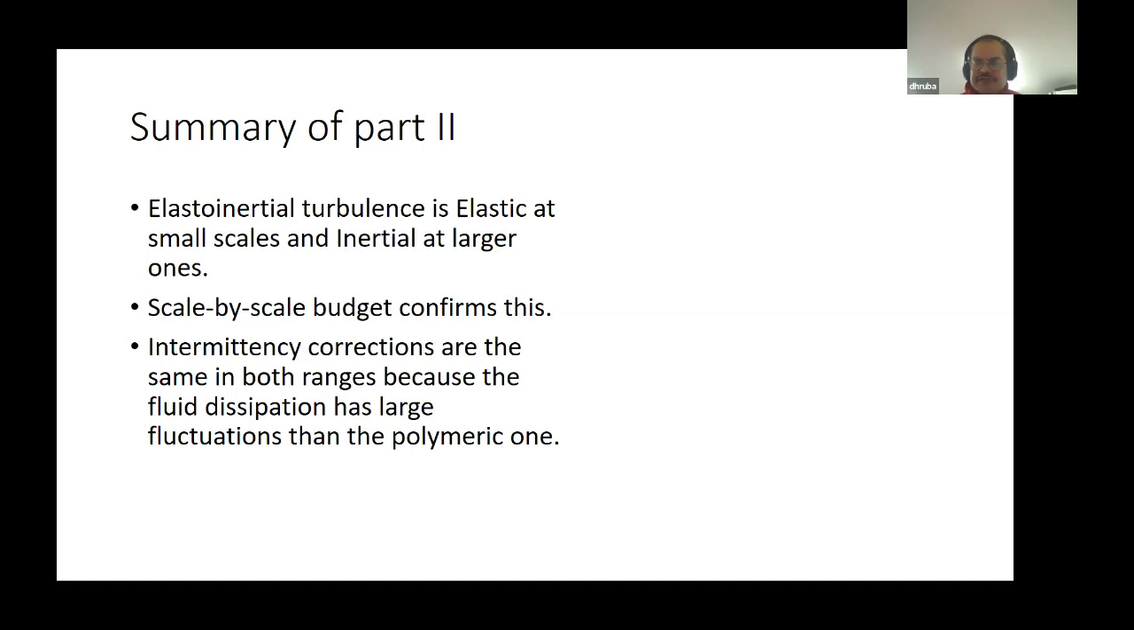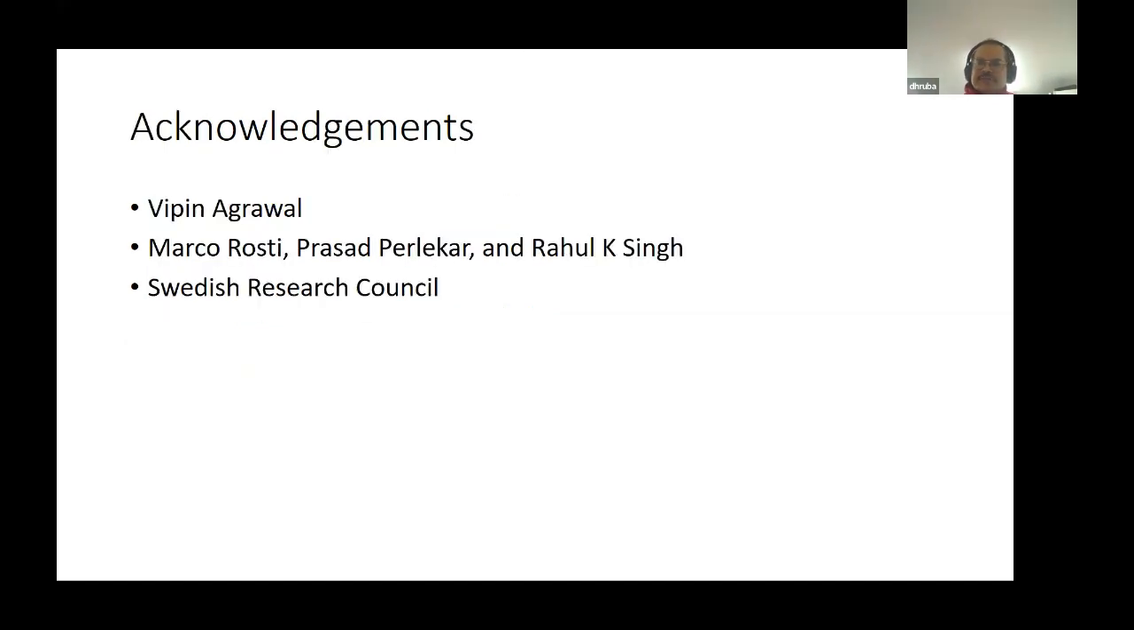So that's the summary of part 2. The first part of the work has been done with my student Vipin Agarwal, who just graduated in December. The second part is a collaboration between myself and Marco Rosti, who is at IISc in Japan, Prasad Pendekar, who is in TIFR Hyderabad, and now Rahul has also joined the team, who is possibly physically somewhere there among you.